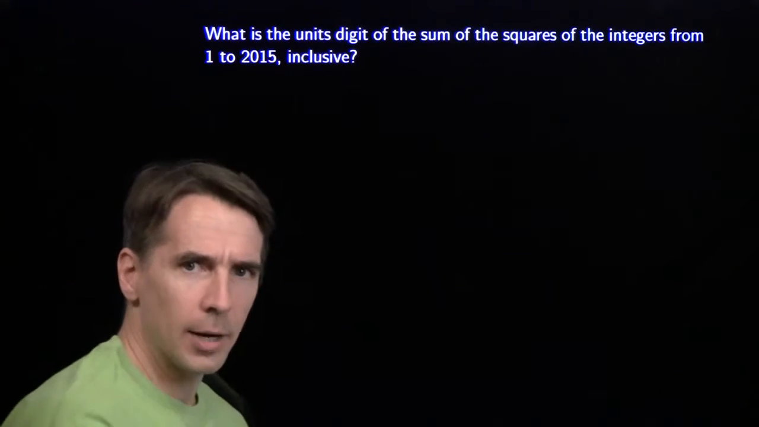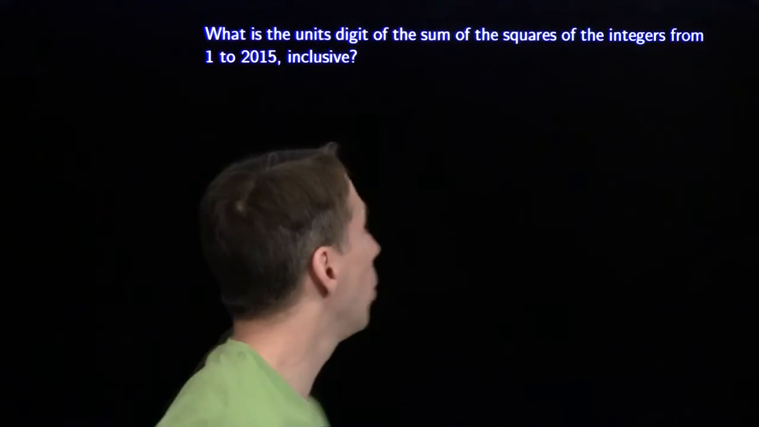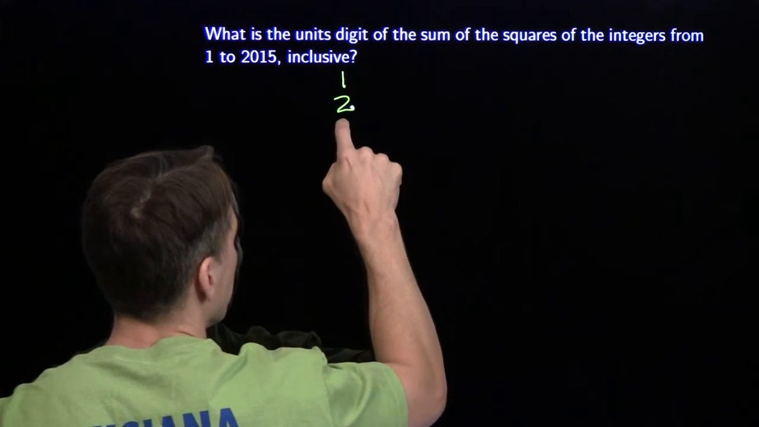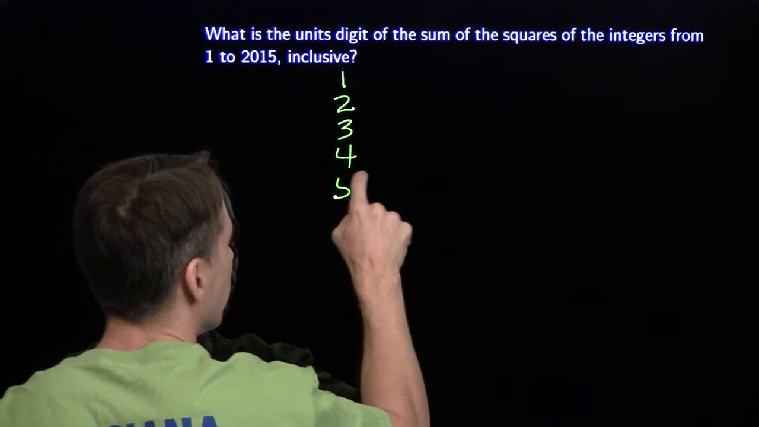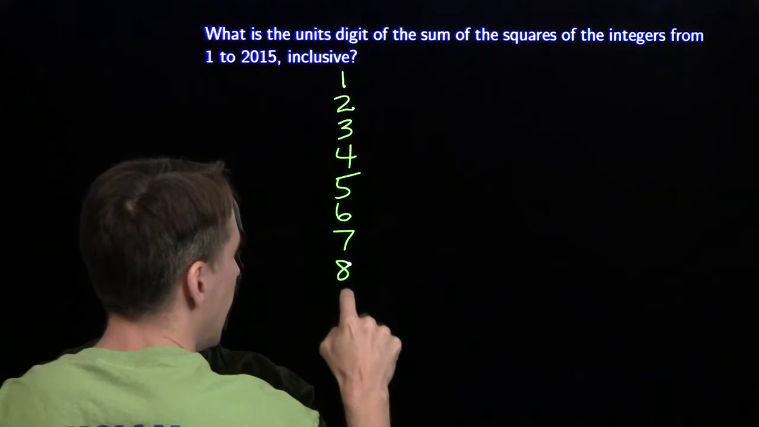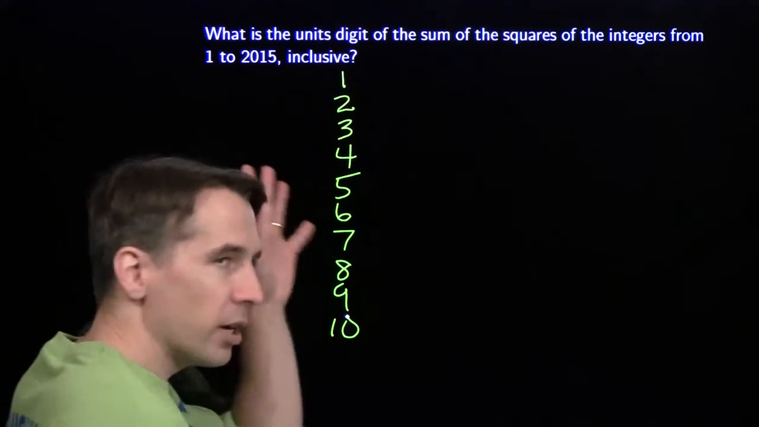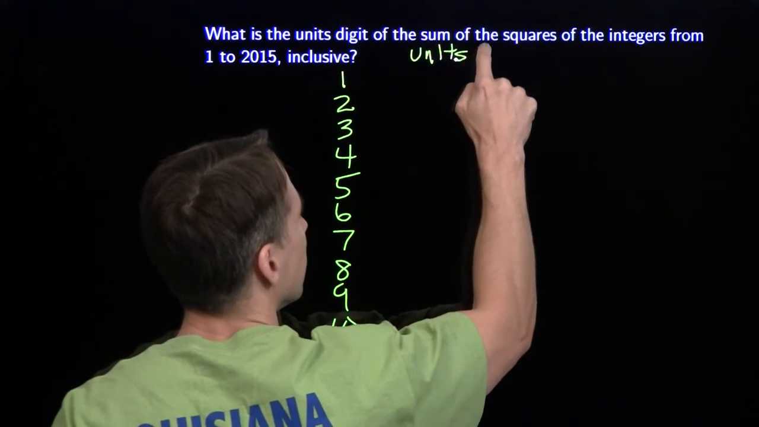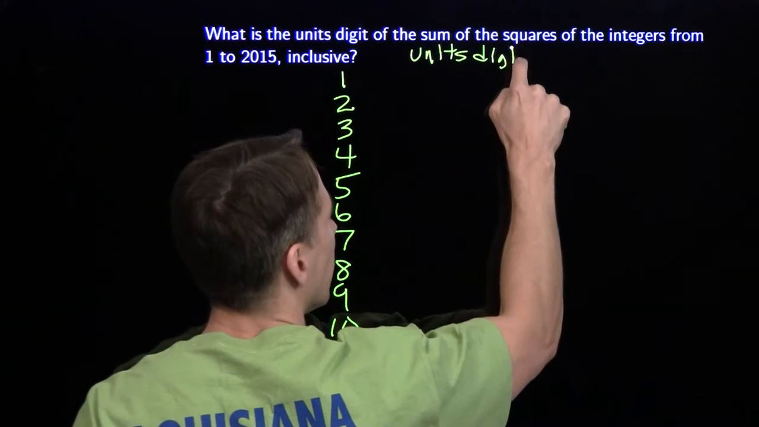Well, instead of just staring, we're going to do something. We're going to explore. Let's look at the squares of the first, say, first 10 numbers. So here are the first 10 numbers: 1, 2, 3, 4, 5, 6, 7, 8, 9, 10. We're going to square each of these and look at the units digit. We care about the units digit of the square.